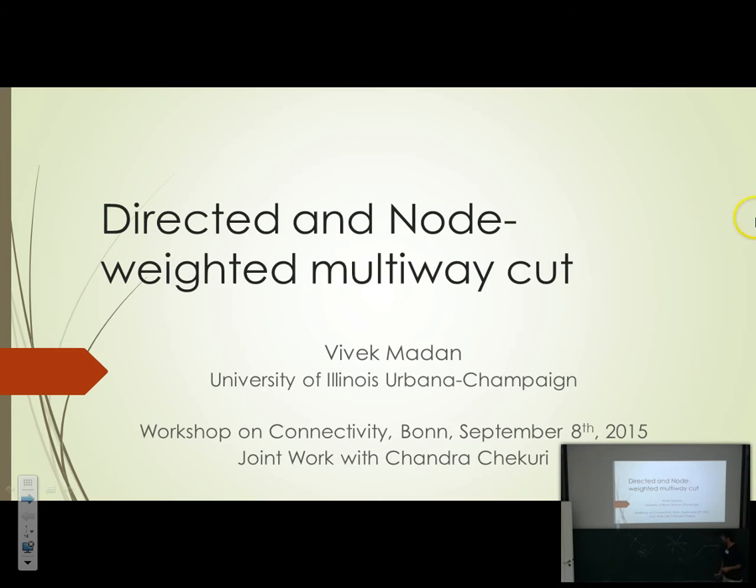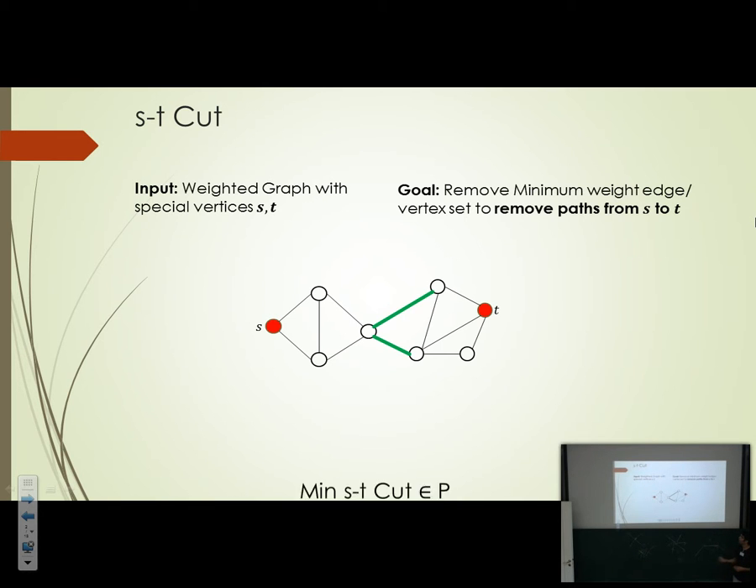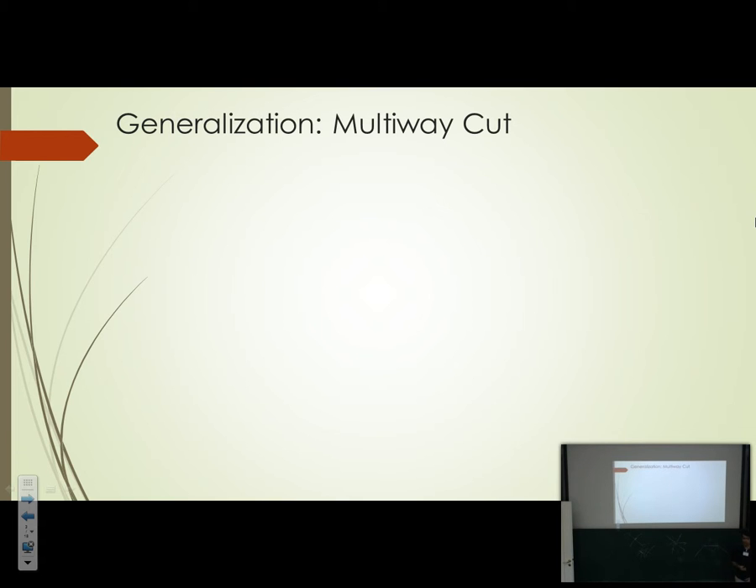About multi-way cut. All of you are probably aware of this problem, ST cut. You are given a weighted graph with two special vertices S and T, and you want to remove a minimum weight set of edges or nodes. If the weights are on nodes, then you want to remove a minimum weight set of nodes such that there is no path from S to T. For example, in this graph, the set of green edges forms a cut from S to T. We can find the minimum ST cut in polynomial time. The multi-way cut problem can be seen as a generalization of this ST cut problem.